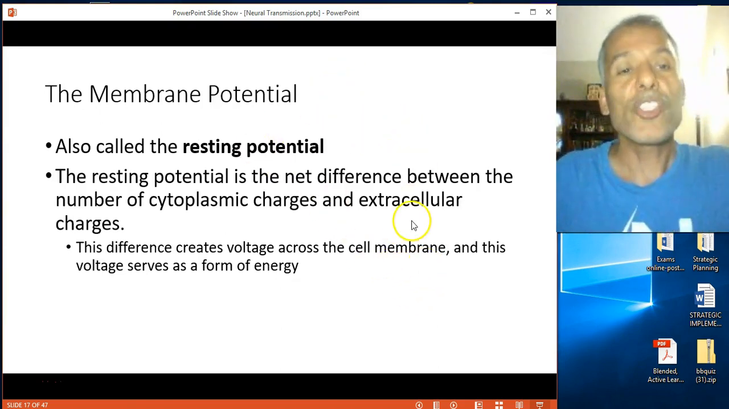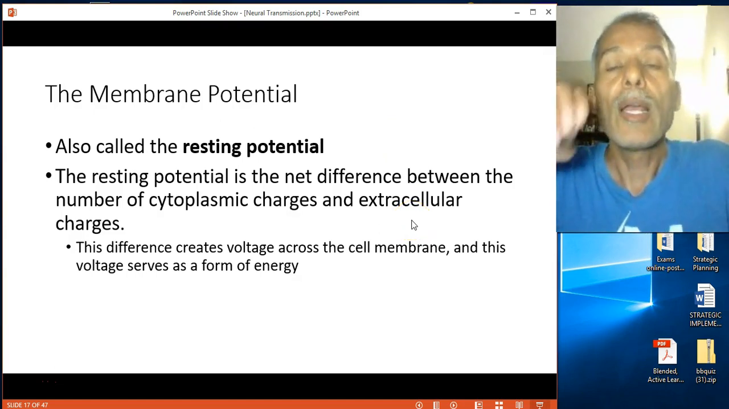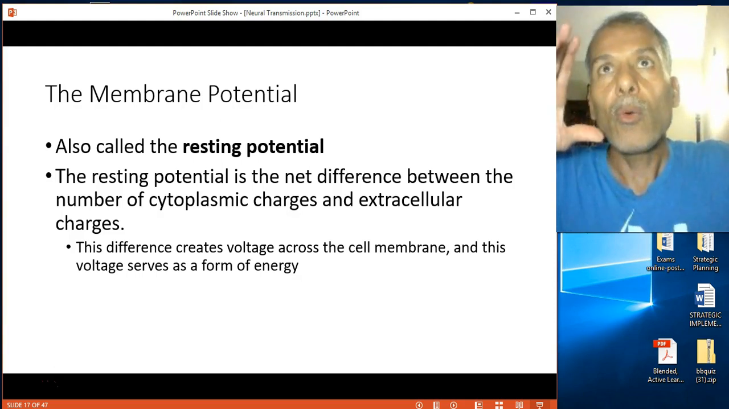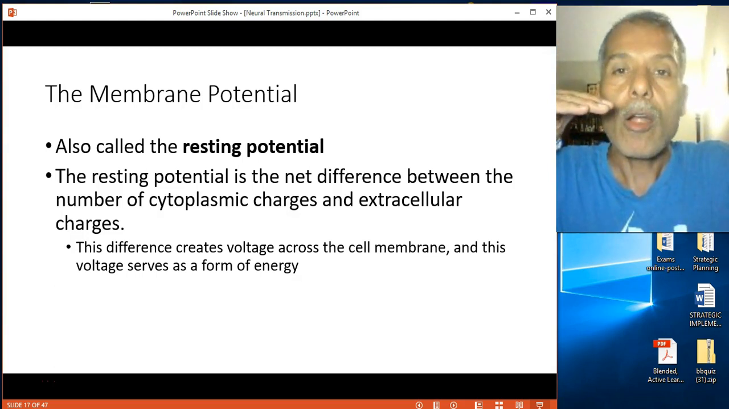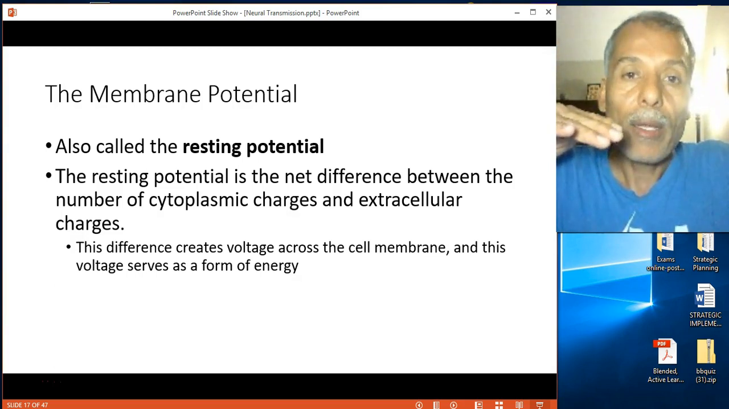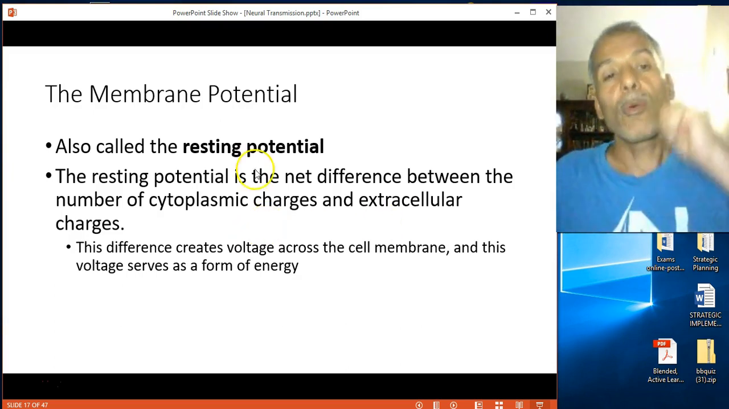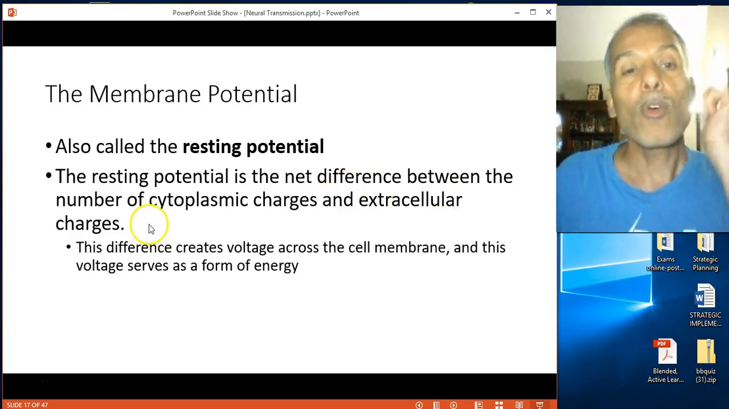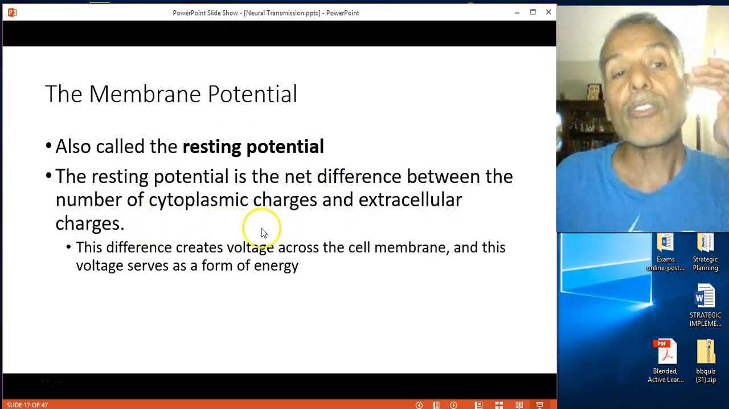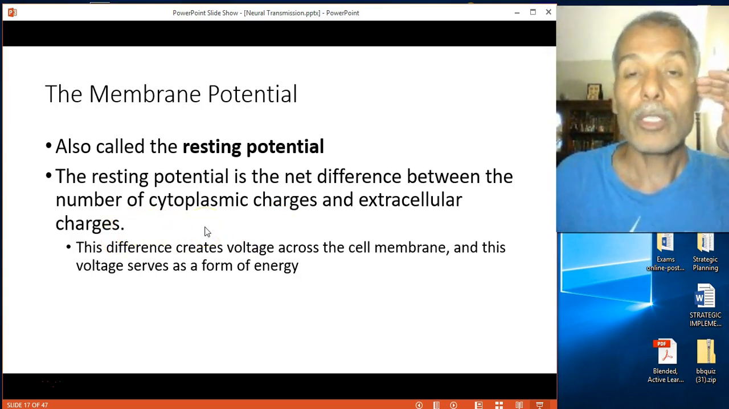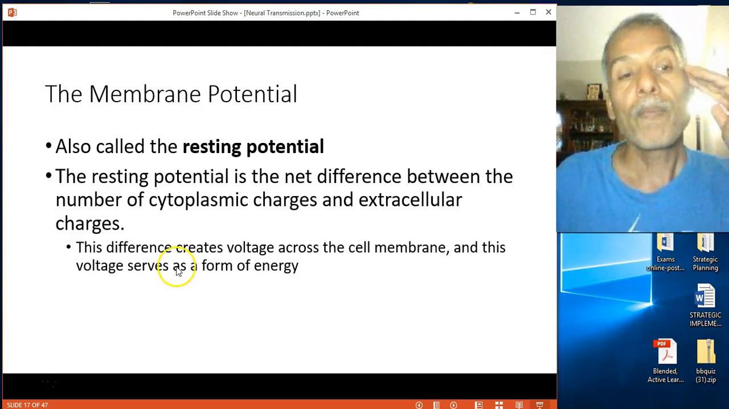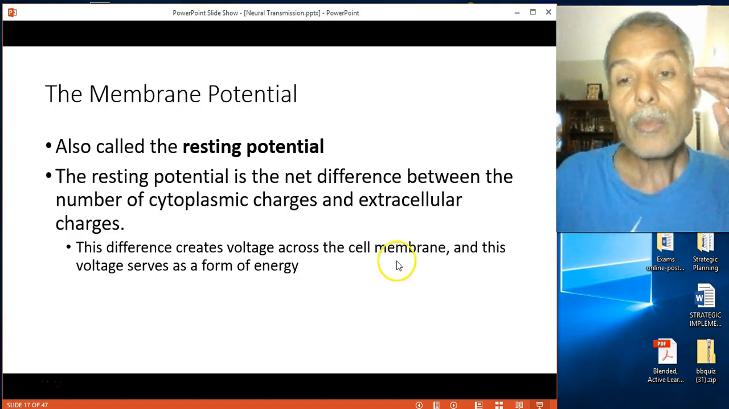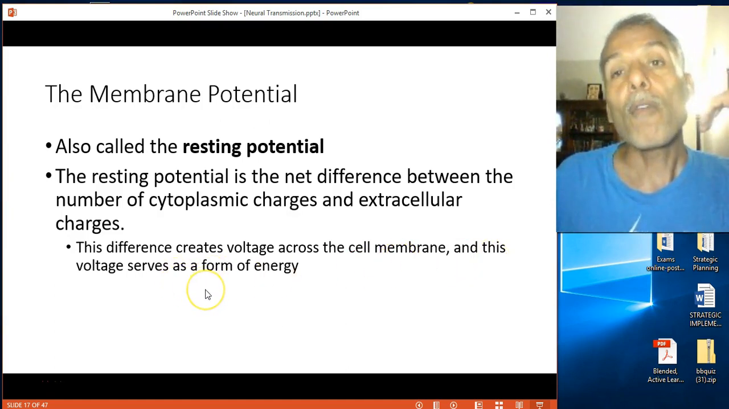So the membrane potential is also called the resting potential. It means how the electric charges are when the neuron is not firing. The resting potential or the membrane potential is the net difference between the number of cytoplasmic charges and extracellular charges, positive ions and negative ions. So the difference creates voltage across the cell membrane, and this voltage serves as a form of energy.